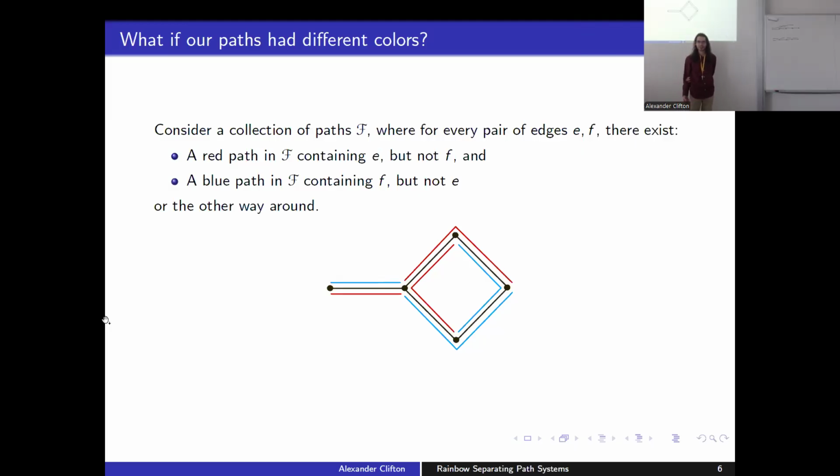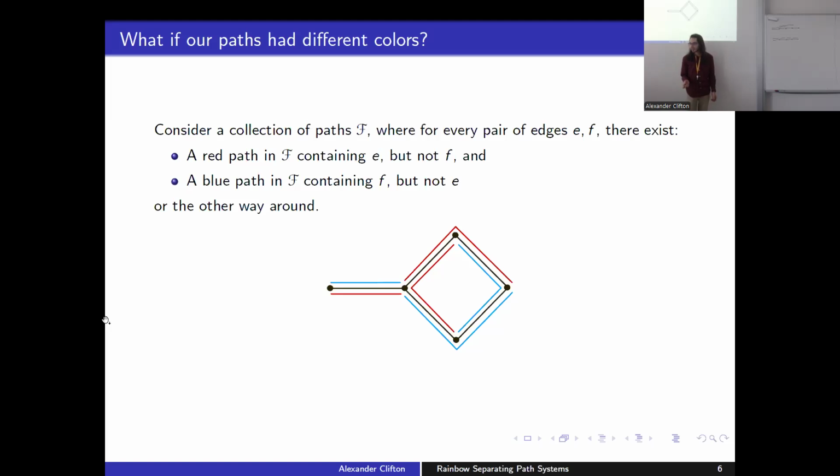of paths. There are some that are red, there are some that are blue, and when we separate a pair of edges, we do it in such a way that there's either a red one that has this, but not that, and a blue one that has this, but not that, or the other way around. So for every pair, I'm going to give you 2 paths of different colors that distinguish them both ways. So it's like strong, except with this other colored restriction.